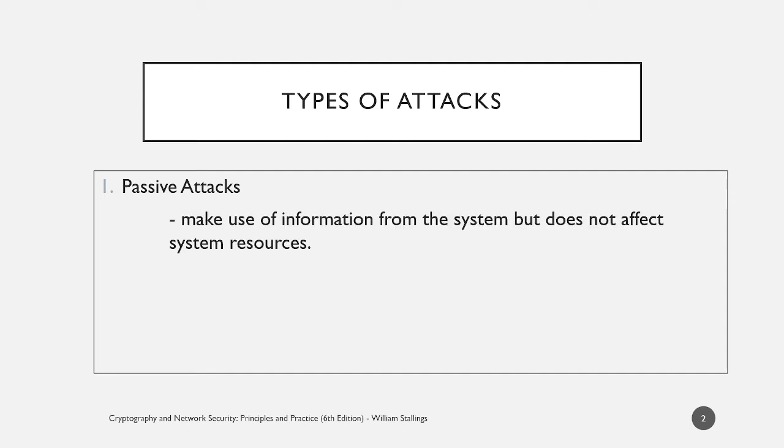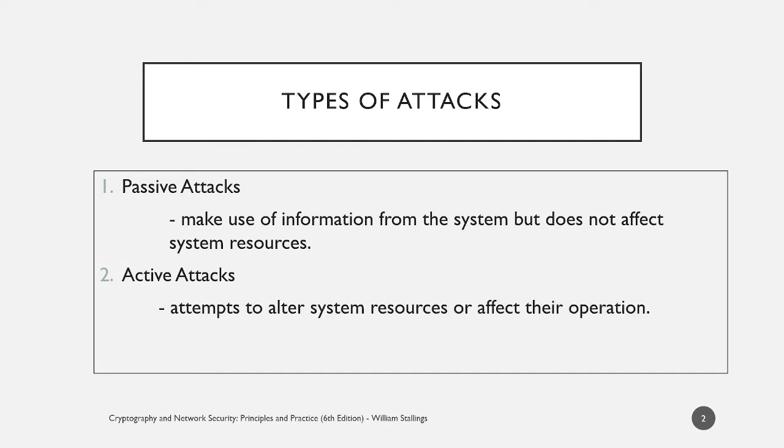In a passive attack, it makes use of information from the system but does not affect system resources. Active attacks attempt to alter system resources or affect their operation. The main difference between passive and active attacks is that in passive attacks, the system resources are not damaged, whereas in active attacks, the system resources are under threat.